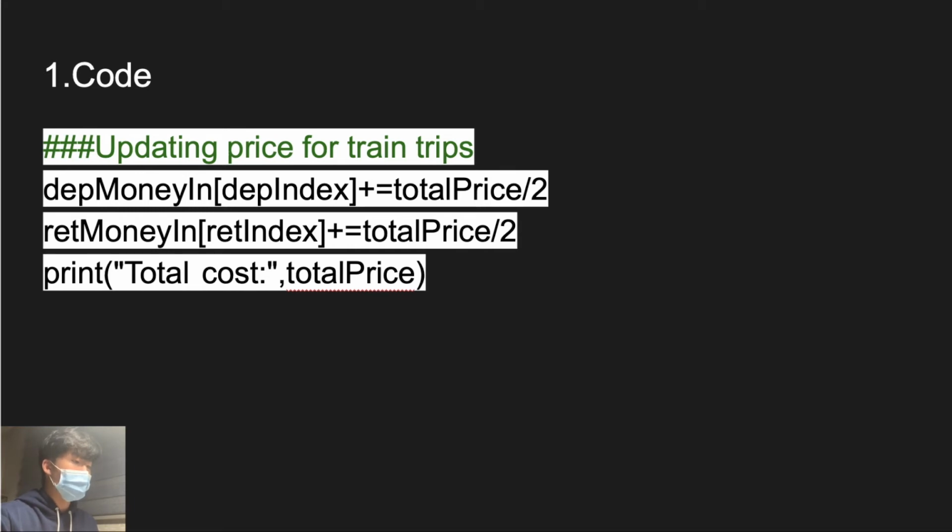And for storing individual money for going up or going down, you have to divide by 2. And then you will print the total cost.